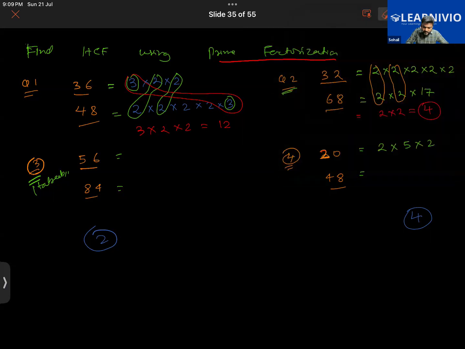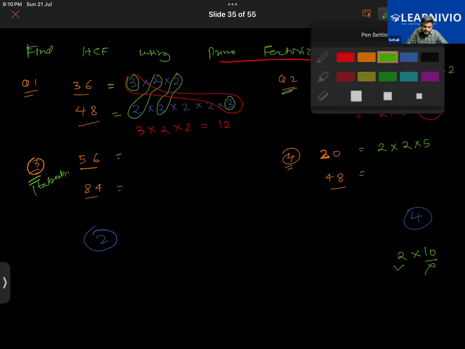Or better, we can first write 2 and then 5. Sir, I write 2 times 10. No, that is not correct, because prime factorization says that you have to show the number as the product of prime numbers. Here 2 and 5 are all prime numbers. But when you write it as 2 times 10, 2 is a prime number, but is 10 a prime number? No. So how can that be correct?